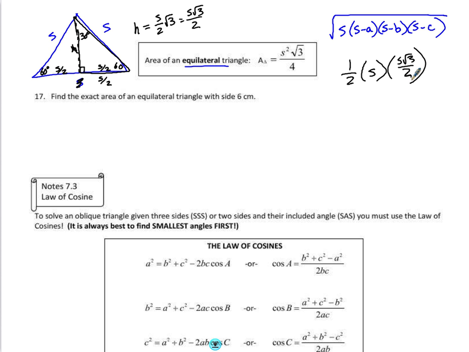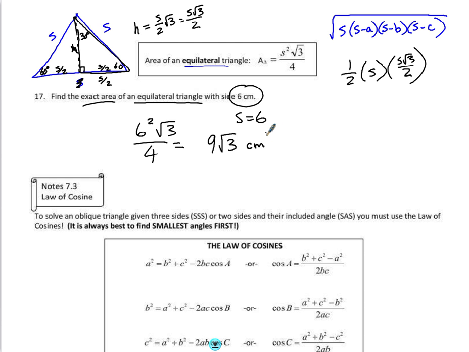So find the exact value of the area of an equilateral triangle where the sides are 6. Once I know the formula, it's pretty easy, right? 36 divided by 4 is 9. So my final answer is 9 square root of 3 centimeters squared. They do want the exact value, not the rounded value, so I'm going to leave it in terms of square root of 3.